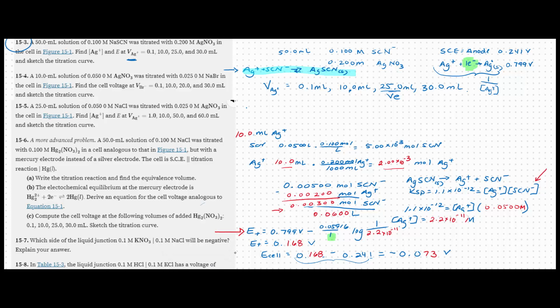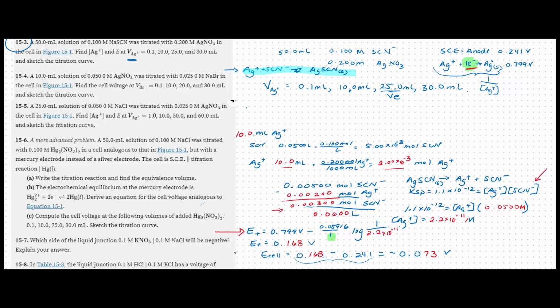That is our standard reduction potential for silver. We're going to subtract the product of all of this stuff. So we have our constant 0.05916 and divide that by the number of electrons being transferred, which in this case is 1. Then multiply that times the log of the Q value.